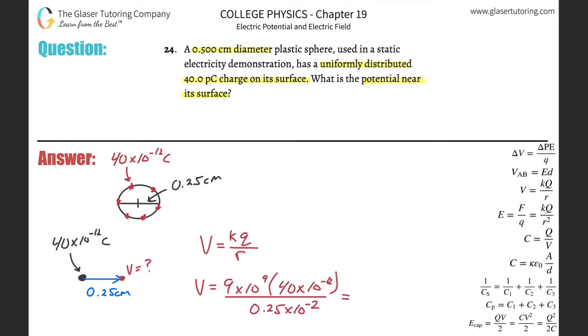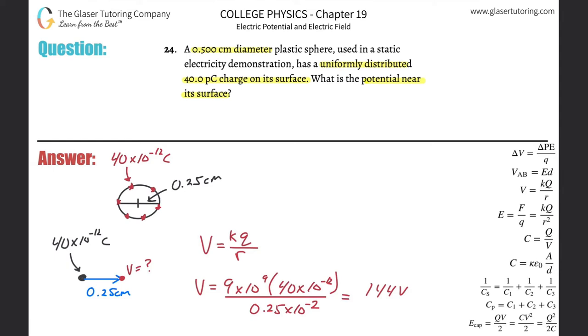Okay. So let's calculate. 9 times 10 to the 9th, multiplied by 40 times 10 to the minus 12th, divided by 0.25 times 10 to the minus 2. And it's 144, right? So 144 volts.